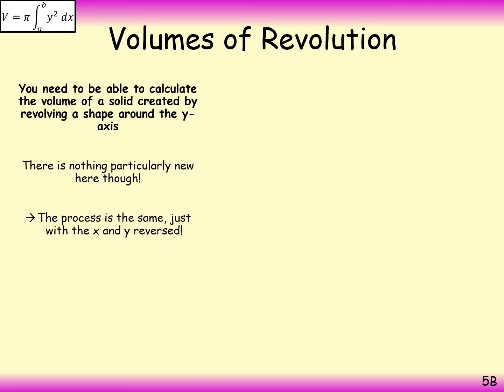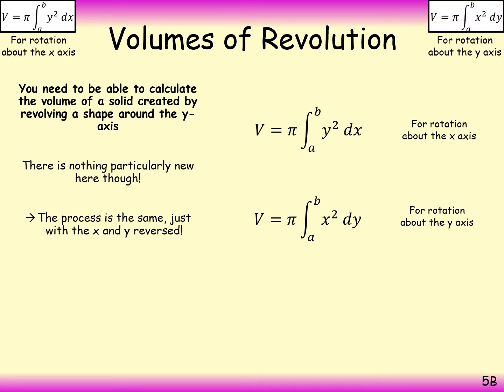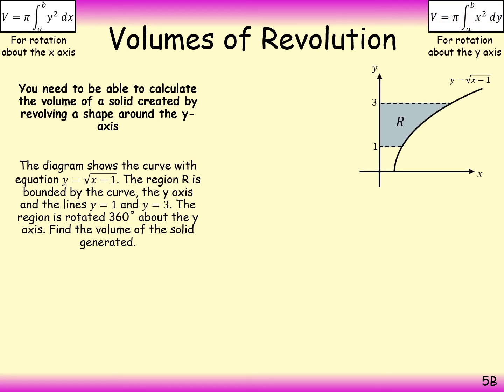So there's nothing particularly new here. Rather than having y squared, we're going to rearrange the formula and have it in terms of x. So when we're rotating on the y-axis, we put pi integral x squared dy, because we're rotating on the y-axis. So here's the question. You guys pause the video and have a go at this.